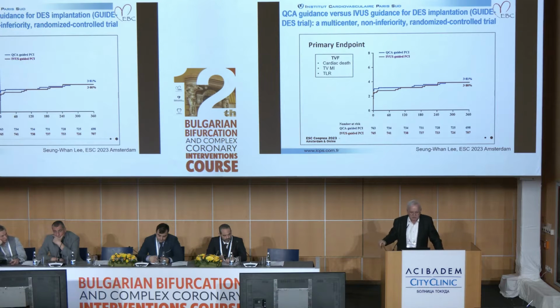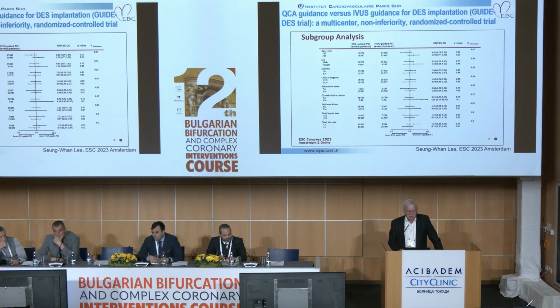And this is the result. This trial is slightly bigger than OCTOBER, and this is the result at 1 year. You can see that there is no difference, and not even a trend. This trial was not completely dedicated to bifurcation, but you can see there is, first, no difference between any subgroup, and 15% of the lesions were left main, and 65% were coronary bifurcation, non-left main.